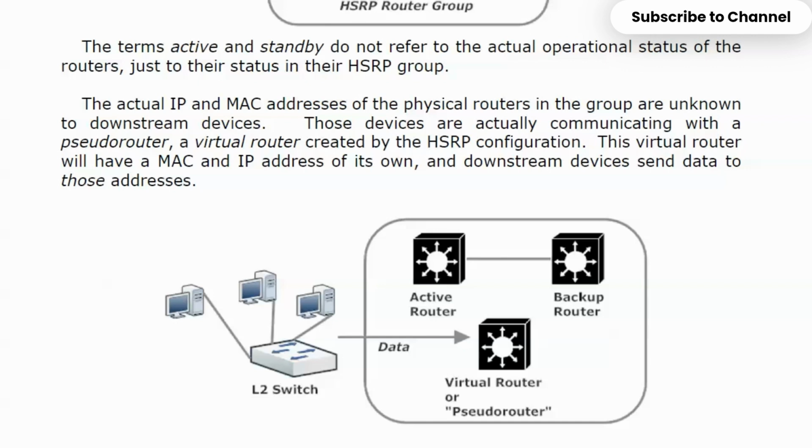And that's going to be created by the HSRP configuration. Now this virtual router is going to have its own MAC address. It's going to have an IP address that we assign it. And the downstream devices send data using those as the destination addresses. It's pretty cool stuff. So we're going to jump right in here with a lab.